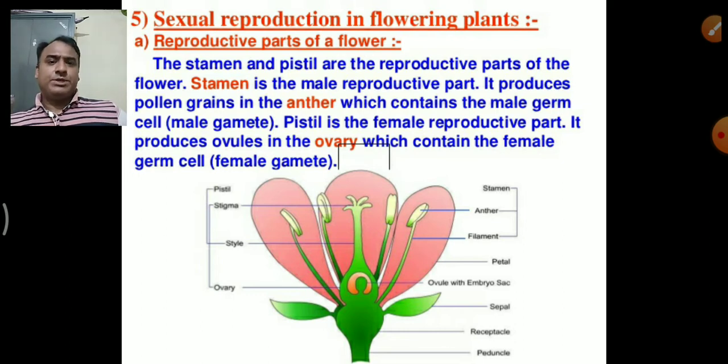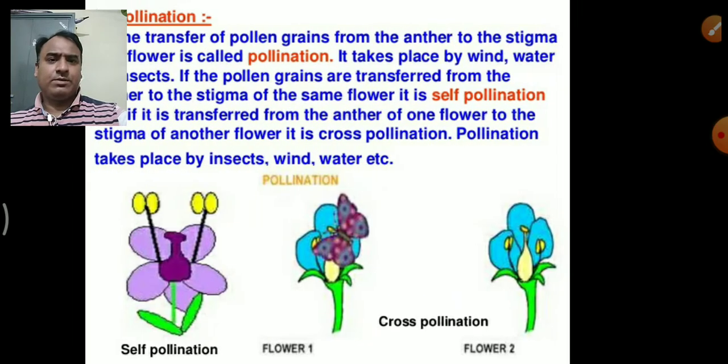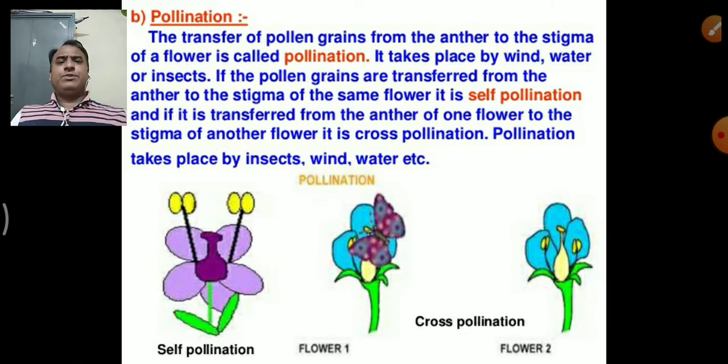What is pollination? Pollination is the process of transfer of pollen grain from anther to stigma. Within the ovary, ovule is present. The transfer of pollen grain from anther to stigma of a flower is called pollination. If the pollination takes place within the same flower, from the anther to the stigma of the same flower, it is called self pollination. If pollination takes place between different flowers, either on the same plant or on different plants, it is called cross pollination. And cross pollination is very important, because cross pollination brings variations.